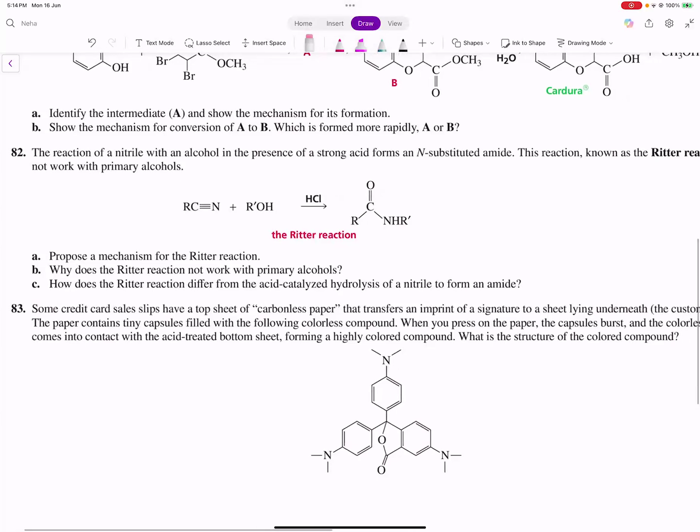I don't want to go to Richter reaction. And the colored compound in this particular case, they've asked.